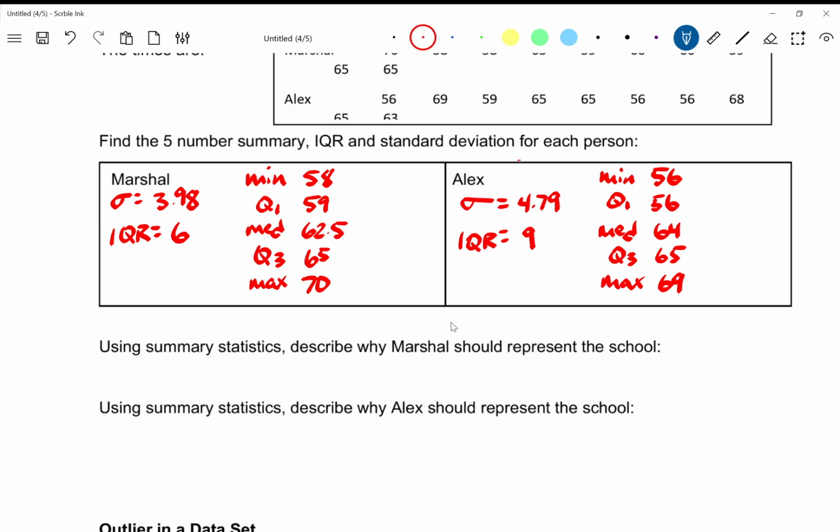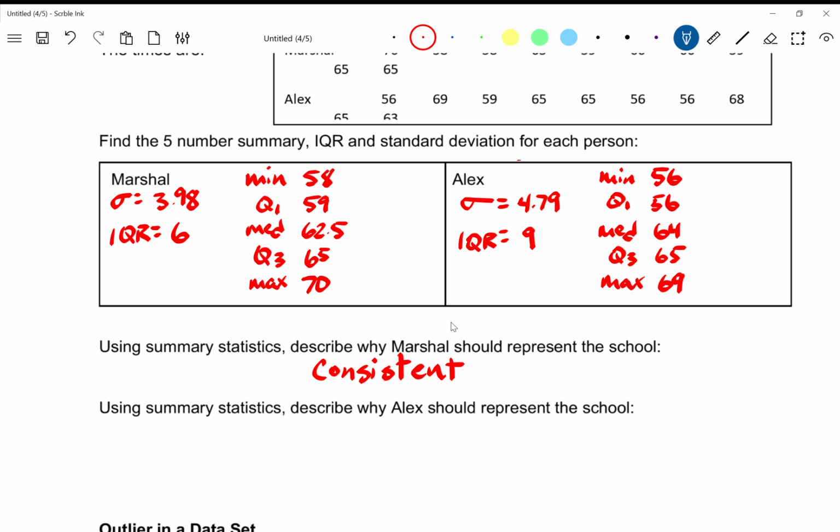And if I were to choose Marshall, I would do it because he's consistent, and you kind of know what type of a race you'll get out of him. His interquartile range is much smaller, which is similar information to the standard deviation being smaller.